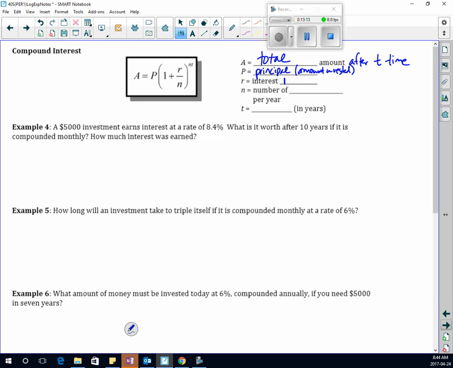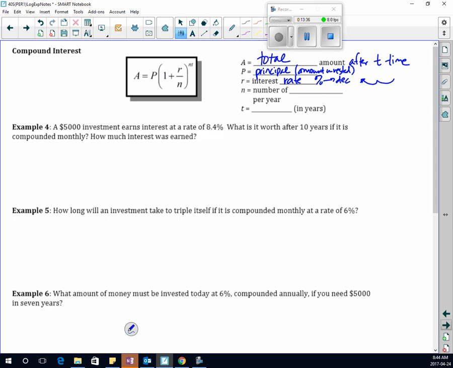R is the interest rate, and the thing that you have to know about the interest rate is you need to change the percent to a decimal in the formula. And how do we do that? How do we change a percent to a decimal? We just move the decimal place twice, yeah, to the left. It's as easy as that.